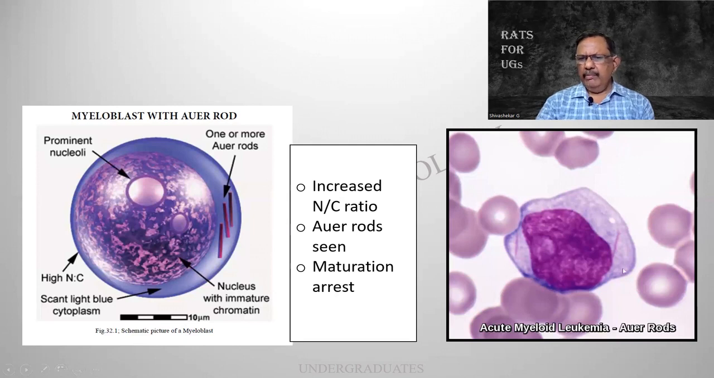This is a microphotographic picture which is showing almost the same thing. A large cell, abundant cytoplasm, large nucleus, increased nuclear cytoplasmic ratio, prominent nucleoli over here, and the Auer rods. These might be difficult for us, but in the exam, they will definitely focus it for you. And also in the chart, you will be getting a typical representative area. You need not bother about it.